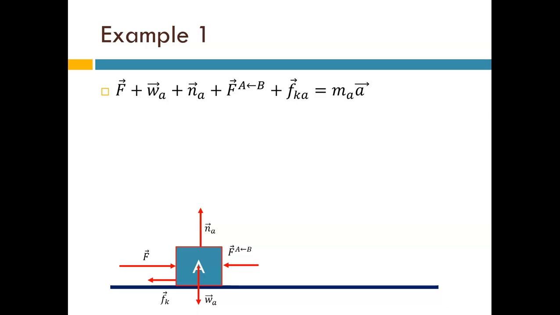All good? Everything makes sense? What's the next step? After we write the vector equation, what's the next step? No, we don't plug it in. How can we plug it in when those are all different directions?